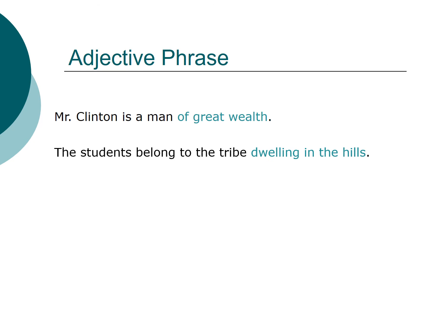What about the adjective phrase? Mr. Clinton is a man of great wealth. So, here I'm describing Mr. Clinton. So, "of great wealth," this part is a phrase. So, it's an adjective phrase. The students belong to the tribe dwelling in the hills. So, "dwelling in the hills," it is an adjective phrase.